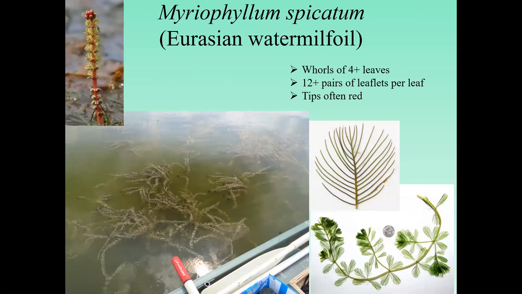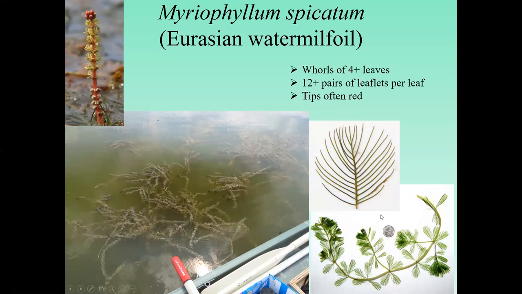Getting to Eurasian water milfoil first, you can see an example of the flower spike on the upper left. That is typical appearance for most of the milfoil species. It looks very similar to that. On the lower left, you see a typical growth habit of Eurasian milfoil. It tends to grow to the surface very quickly and then spread out over the top and continue growing laterally at the water surface. So it can sometimes form these tangled beds of vegetation. And on the right, you see that the leaves are in very strict whorls of at least four and have at least 12 pairs of leaflets per leaf.